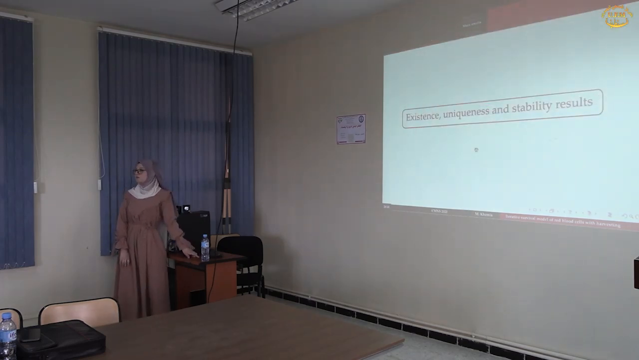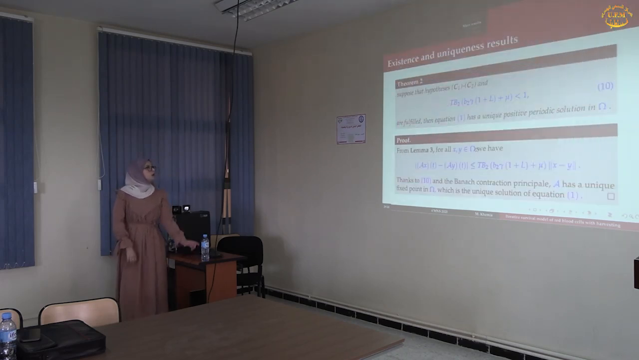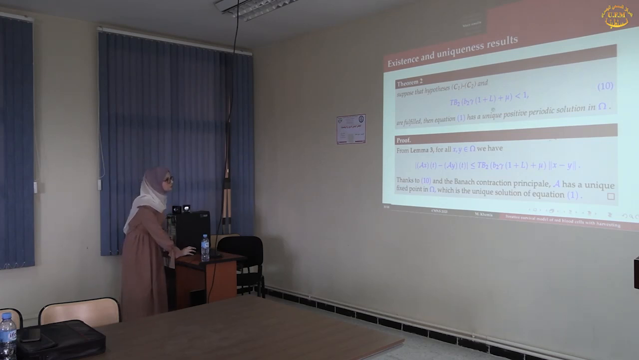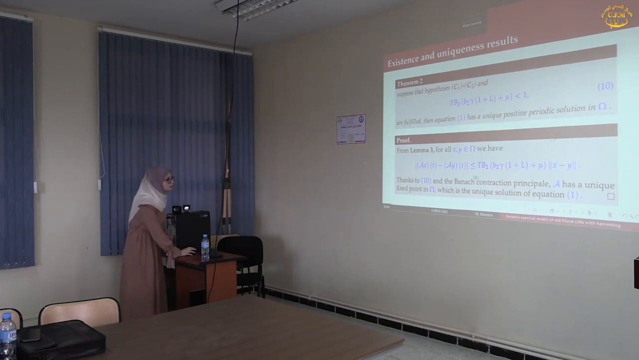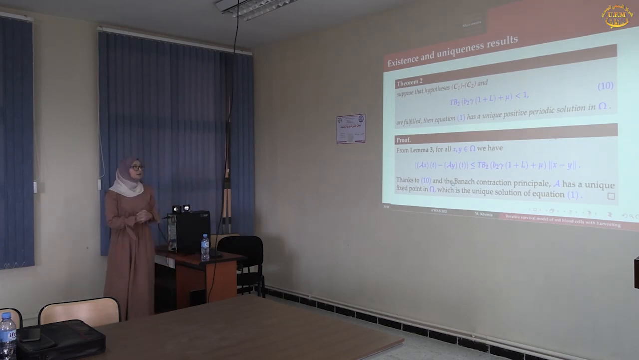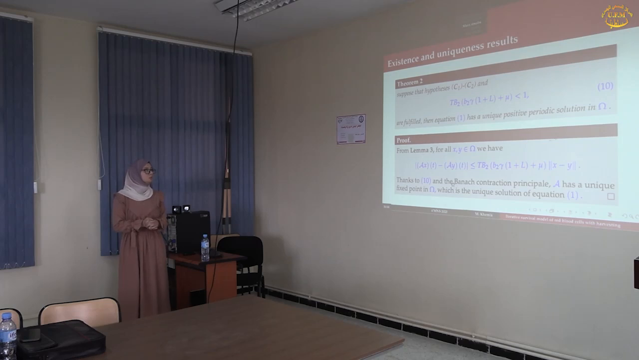Moving on to the second part of this section, which discusses existence, uniqueness, and stability results. For the existence and uniqueness results, in addition to the aforementioned conditions in theorem 1, suppose condition 10 is fulfilled. Then equation 1 has a unique positive periodic solution that belongs to omega. Indeed, from lemma 3, for all x and y in omega, we get this inequality, and from condition 10, A is a contraction. As a result of the Banach contraction principle, A has a unique fixed point in omega, which is the unique solution of equation 1.